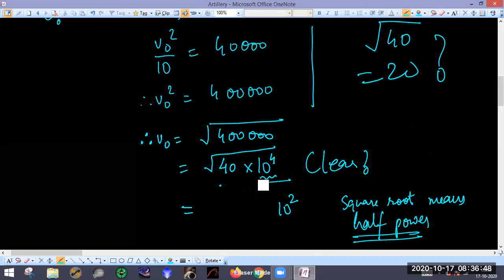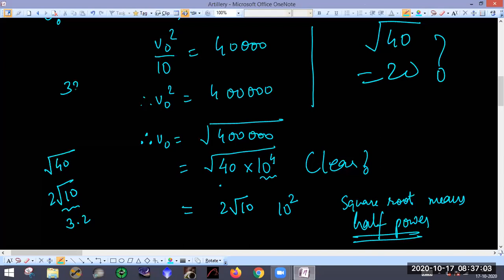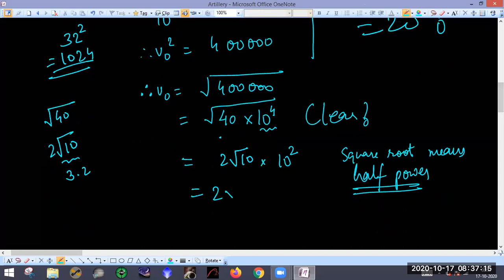Okay, so 10 raised to 2, and the square root of 40, you can actually find as 2 root 10, correct? So this is 2 root 10, and how much is root 10? It's about 3.2 something, isn't it? Because 32 square is 1024, right? So this is nearly 3.2. So the final answer without calculator is going to be approximately 2 into 3.2 into 100. So that is nearly 640 meter per second. All right, nearly 640. I have done it without a calculator in front of you. I know this is not going to be exactly 640. In a calculator you are getting 632. So don't you think I've done a good job without a calculator?